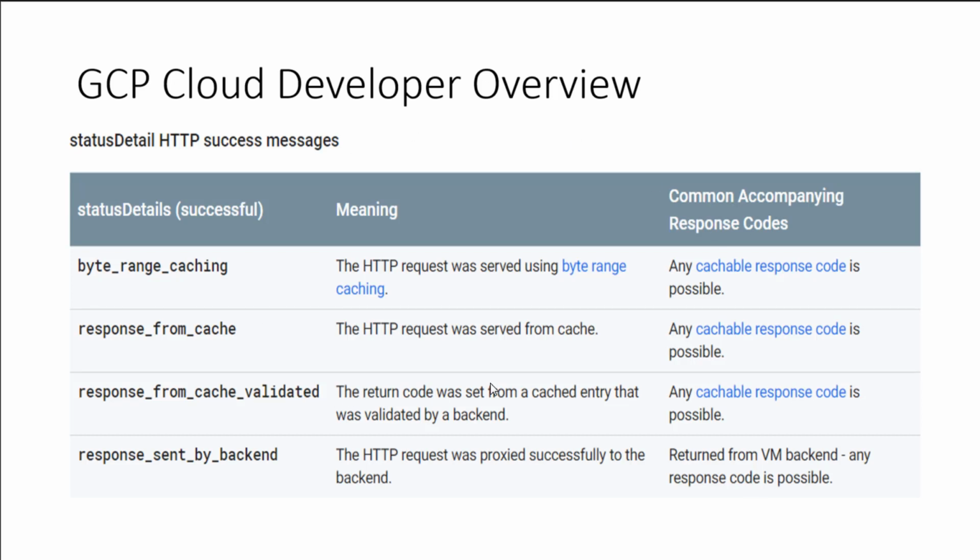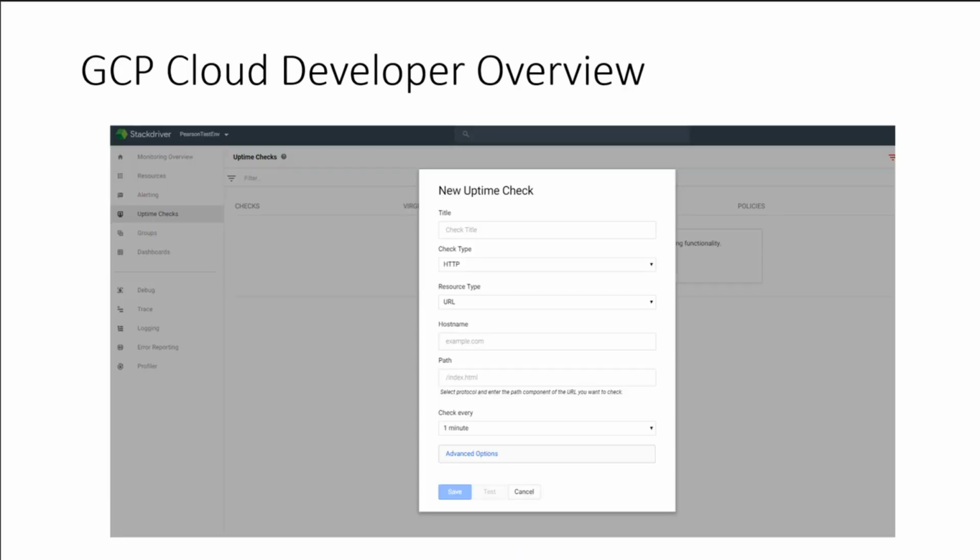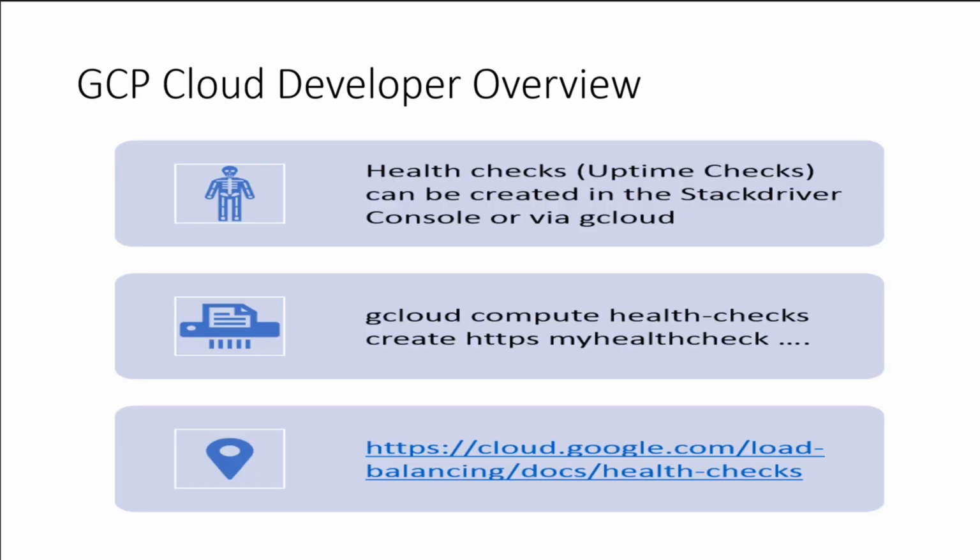Here's an example of how we could monitor, for example, our web services. For example, we could see their response by back end from cache, etc. Just one example. We'll be discussing this somewhat more in the Stackdriver section of the course. Here's an example of how to set it up. And again, just be aware, for example, that a health check is an uptime check.